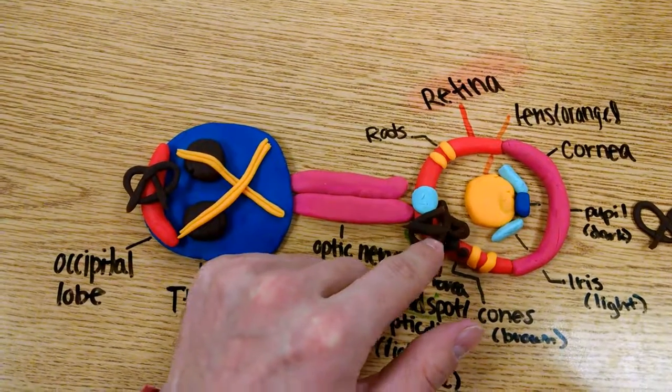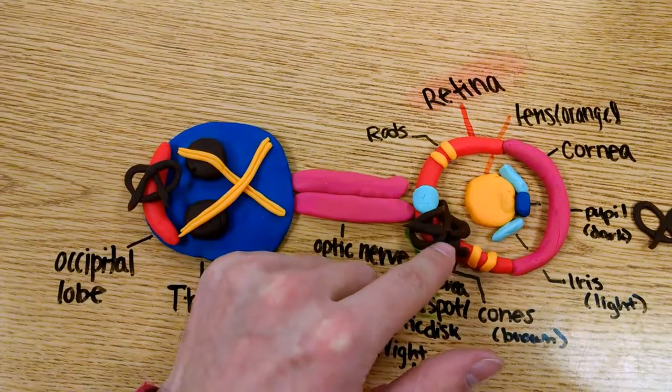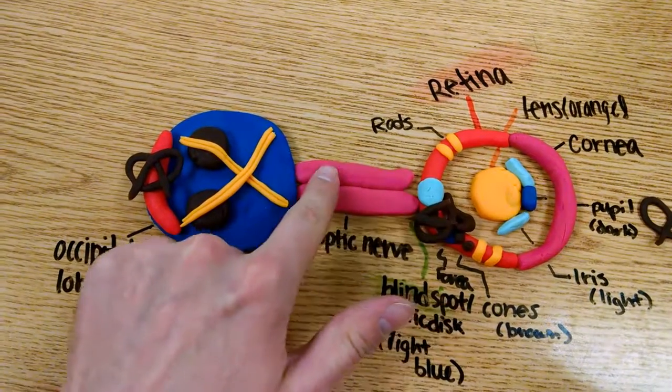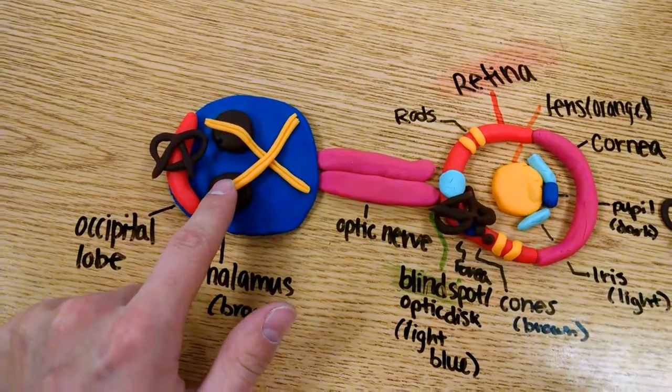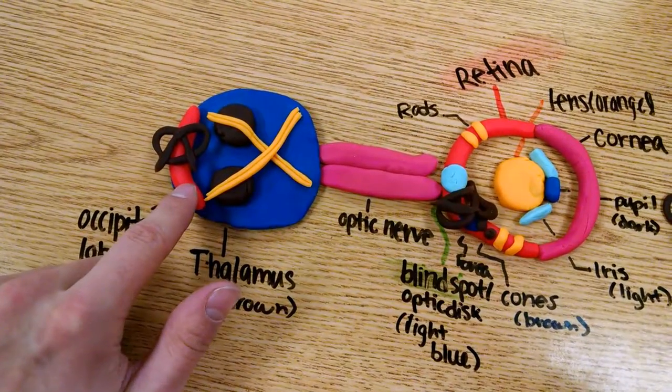So after it hits there, it's interpreted in the fovea by our rods and cones, which is then sent through the optic nerve to the thalamus, and then sent to the occipital lobe.